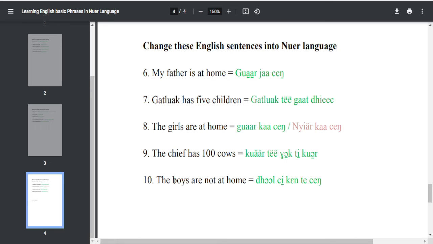Number 10. The boys are not at home. Dhɔl chicken te nyaŋ. Boys with s, which means they are many, we call it dhɔl. Boys, dhɔl. When it is one boy, we say dhɔl. The boys are at home. Dhɔl chicken te nyaŋ. Next lesson.